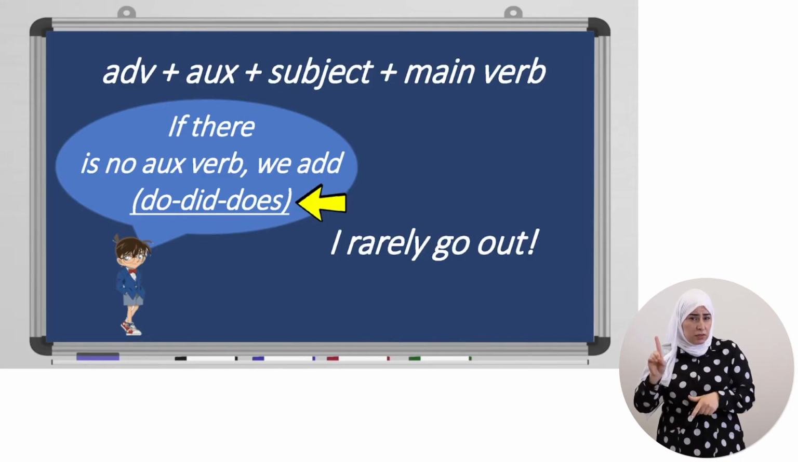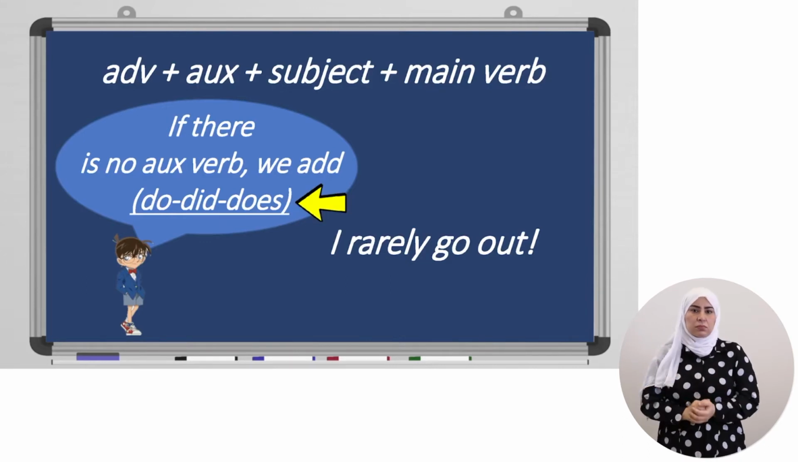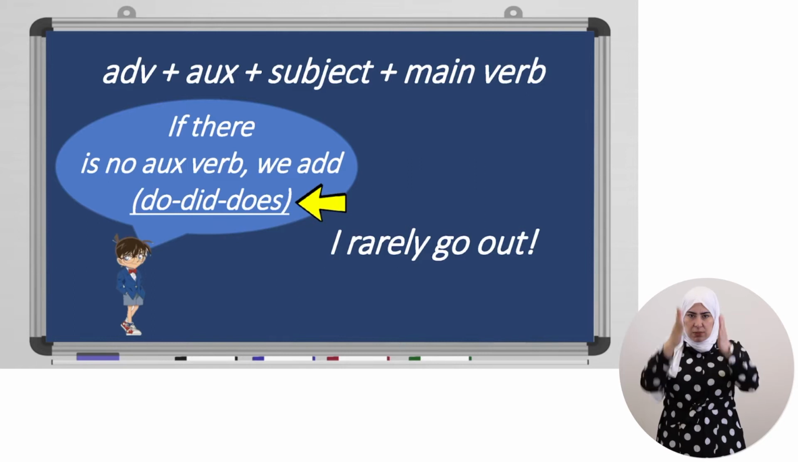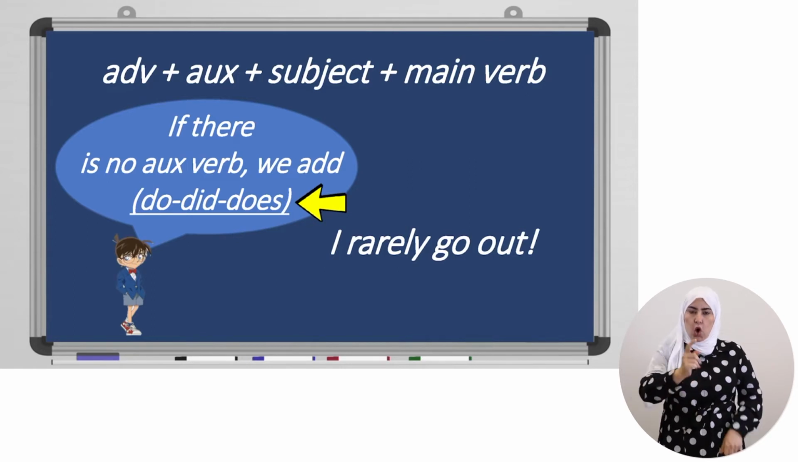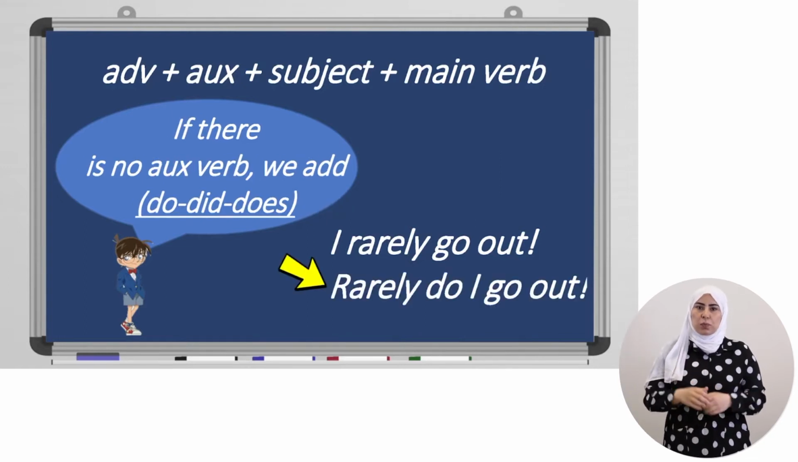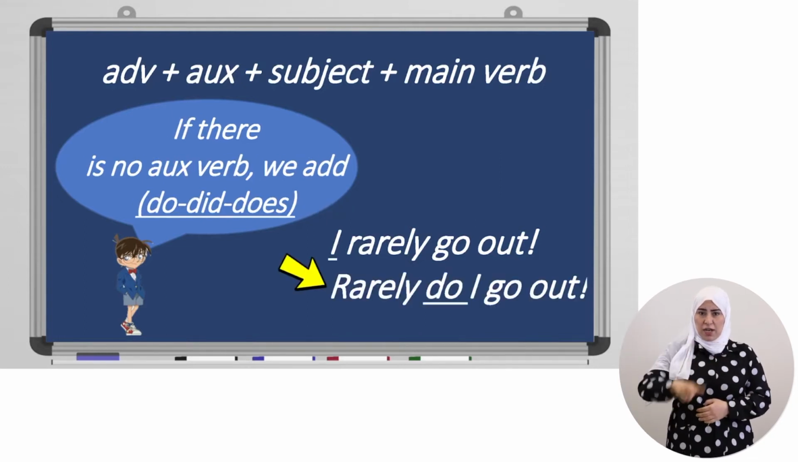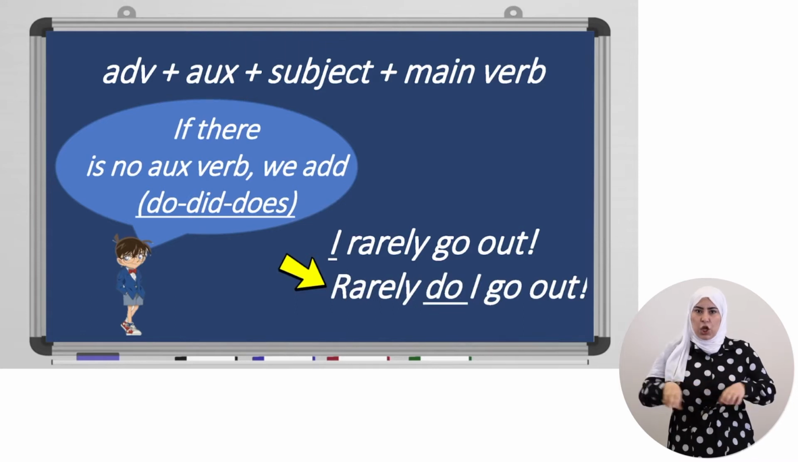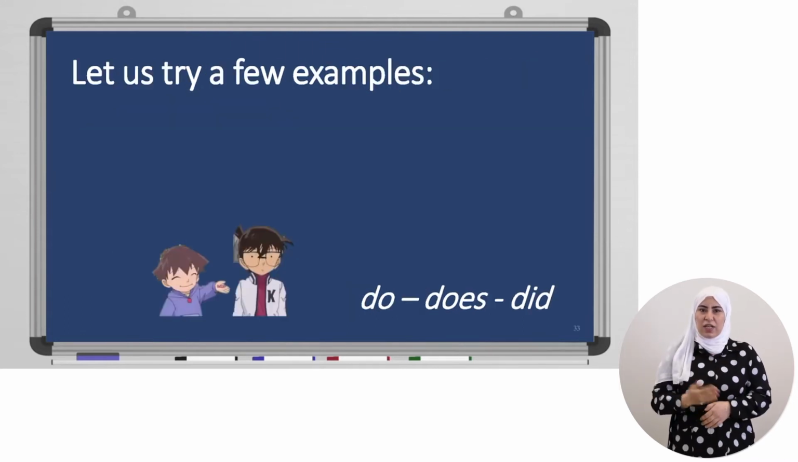Let's see how we choose it. I is singular, the subject is singular, and go is in the present tense. So we're going with either what? Do or does. So what does I take? What do you think? Does it take do or does? Yes, you're correct. It takes do. Rarely do I go out. And this is how you form it if there is no auxiliary verb. Let's take another example.